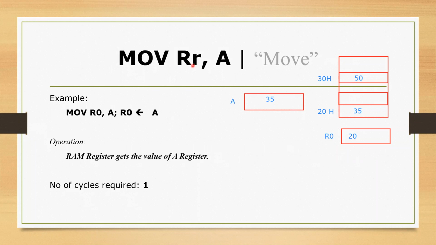The next is MOV Rn, A. For example, MOV R0, A. That means we are moving data from A to R0. The destination is R0 and A is the source. So the content of R0 becomes 35. That is, the value in A is copied to register R0.